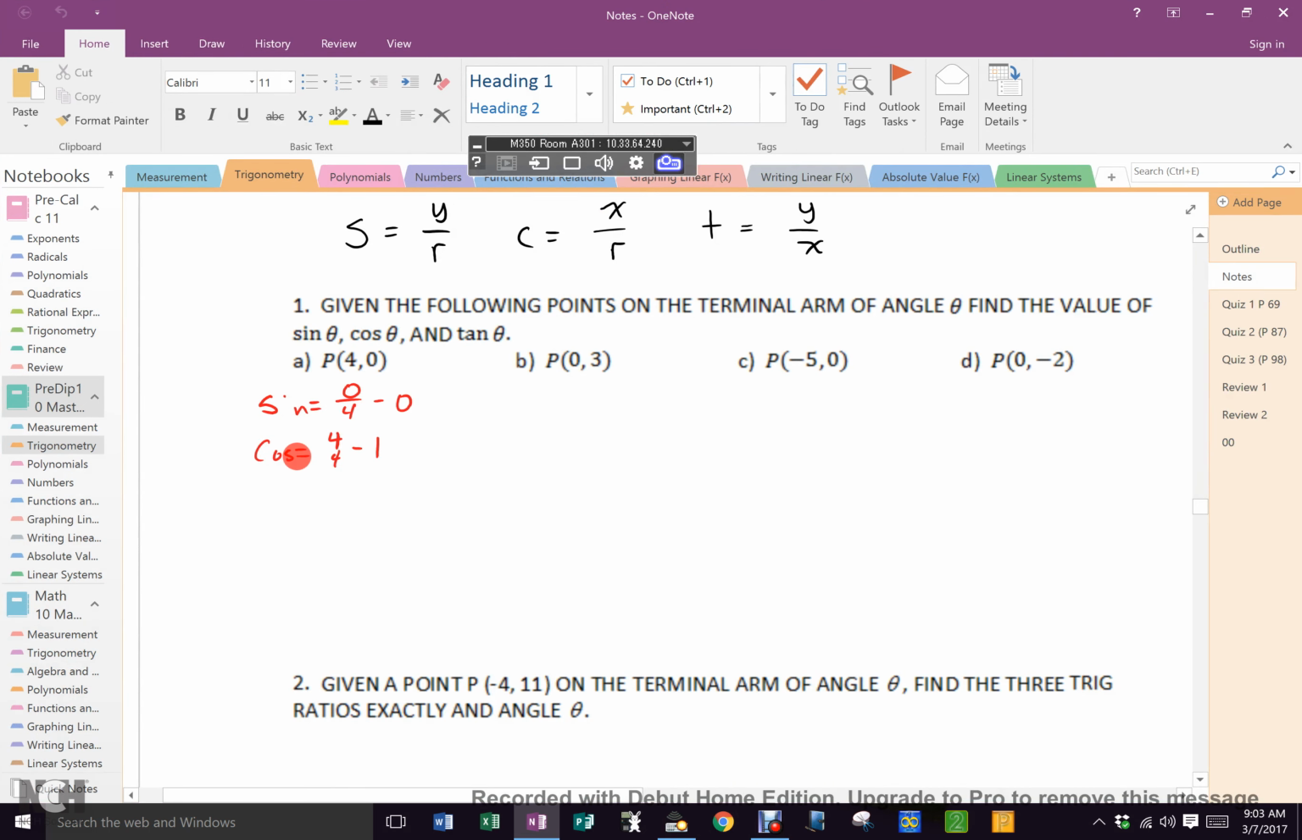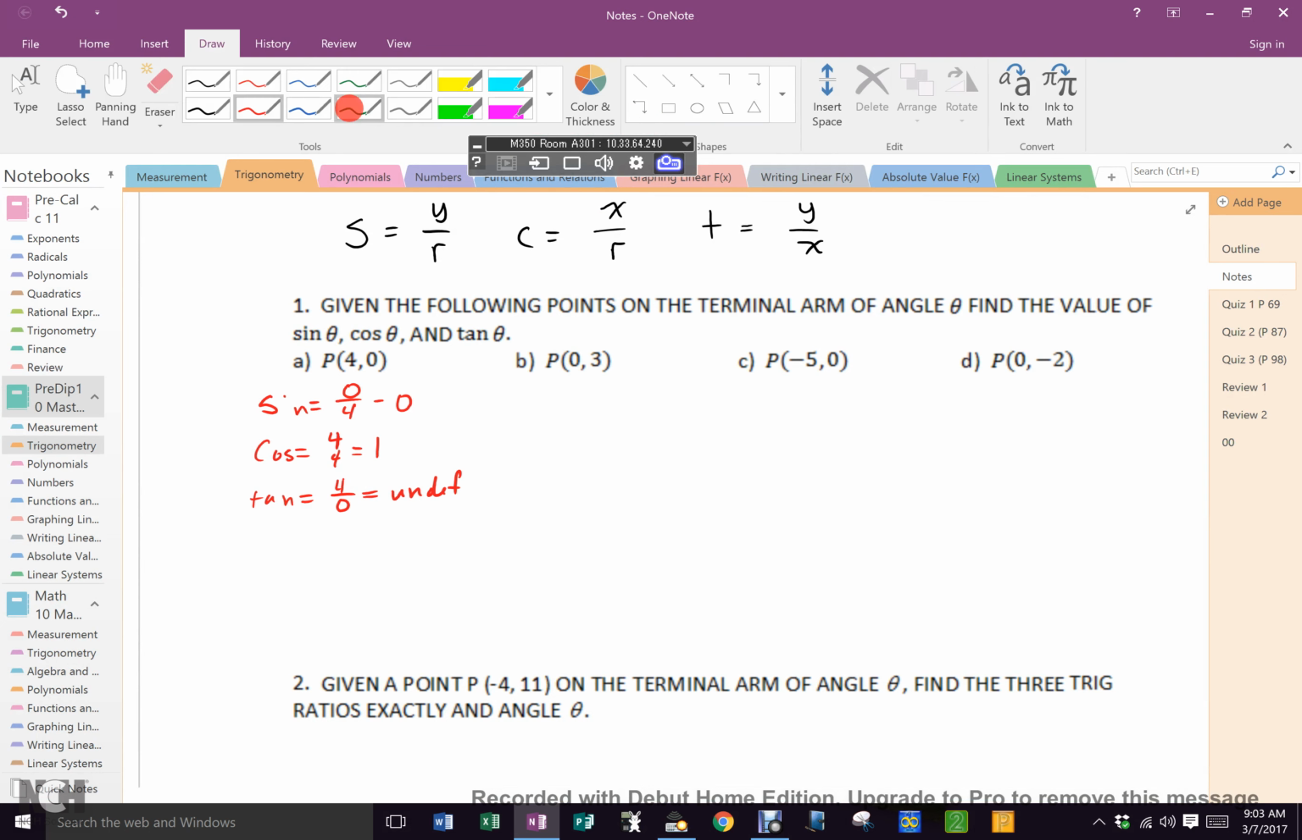All right, so cos is 4 over 4, which equals 1. And tan is 4 over 0, because it's y over x, which is undefined, right? Now, if we sketch it, what do we find? I heard somebody say it already. Where is 4, 0? Right here, yes? That's the terminal arm, yes?